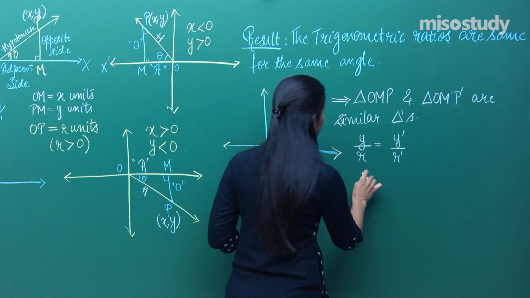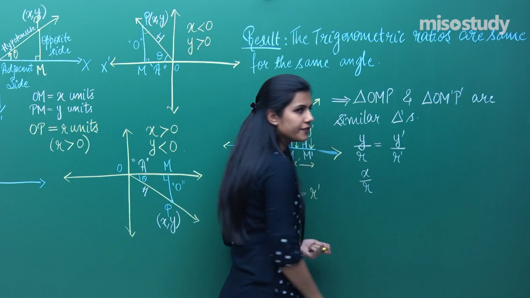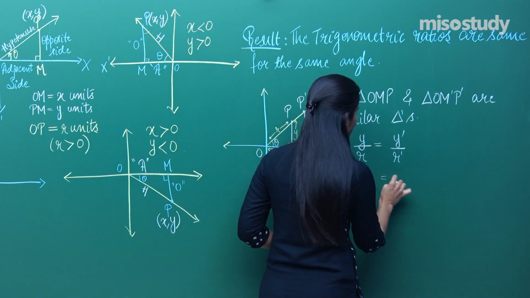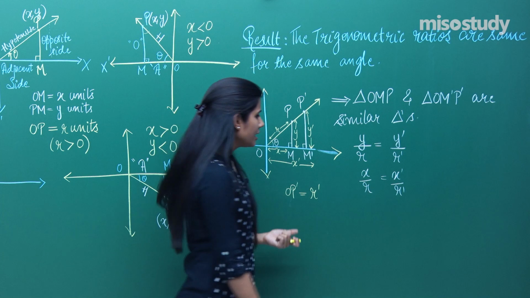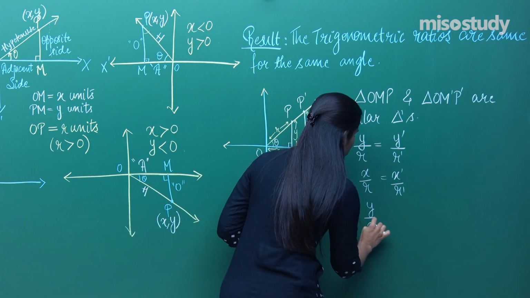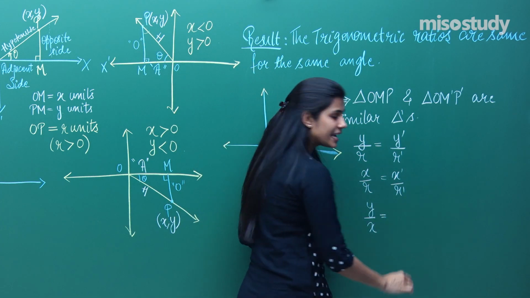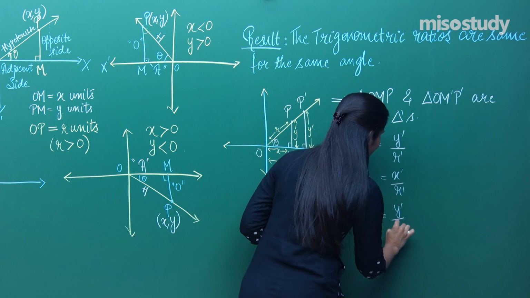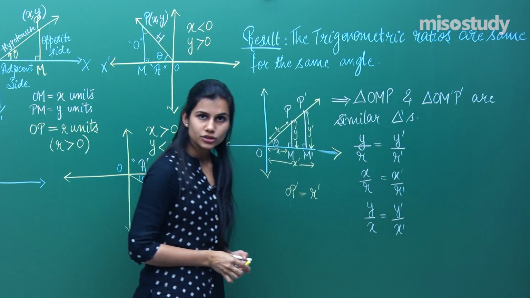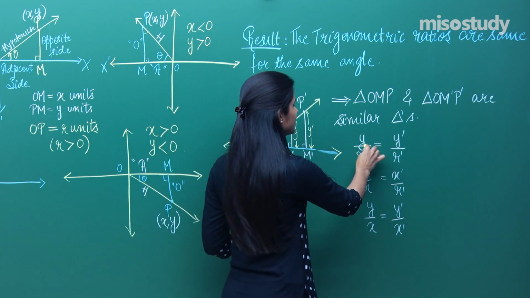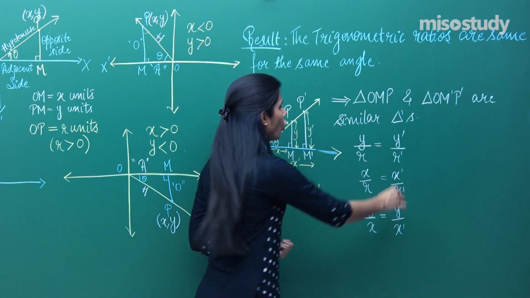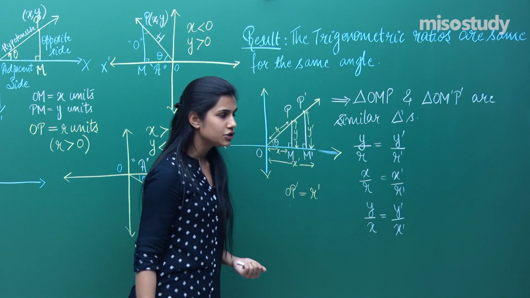Next, you will obtain x upon r. This ratio will be same as x dash upon r dash. Then you are going to obtain y upon x is same as y dash upon x dash. Now let's see what these ratios are. What is this y upon r or y dash upon r dash?